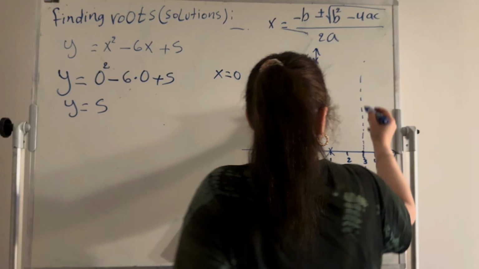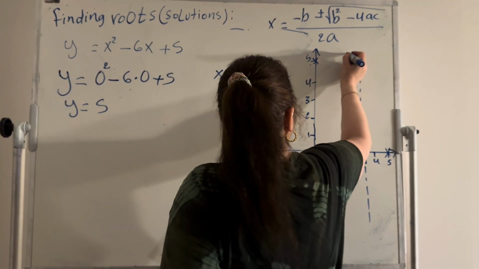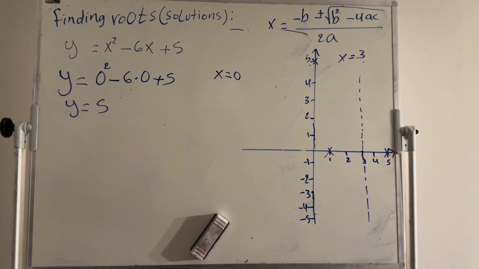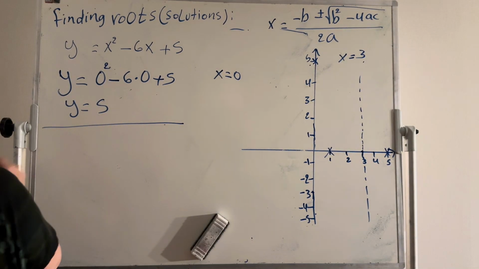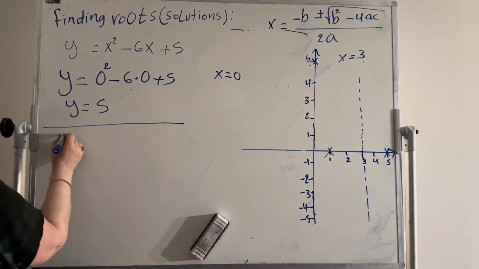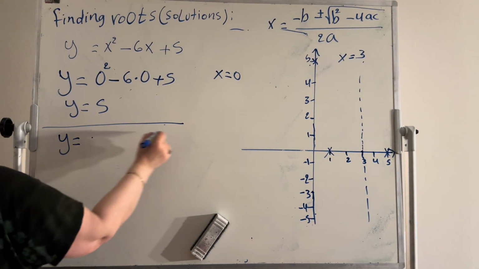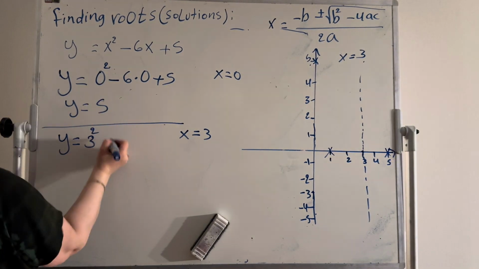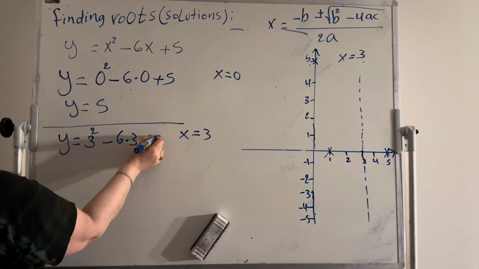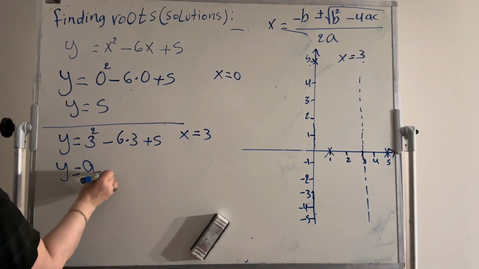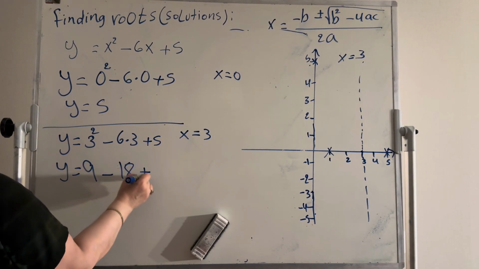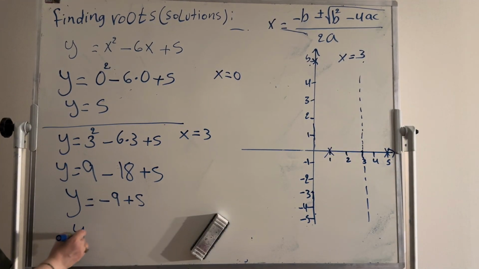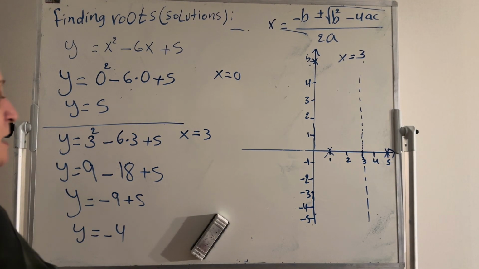Then I will also use x equals 3, the equation of the axis of symmetry. I will find how much y is when x equals 3. 3 power 2 minus 6 times 3 plus 5. y equals 9 minus 18 plus 5. y equals minus 9 plus 5. y equals minus 4.